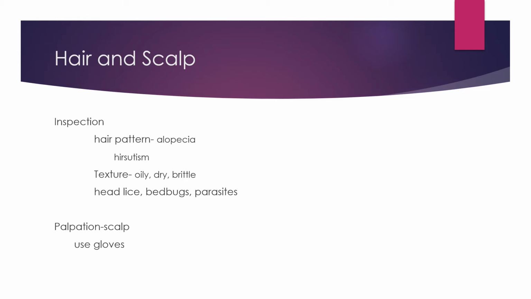As far as inspection of the hair and scalp, you want to look at that hair pattern. Again, is there a pattern of male pattern baldness, alopecia, hirsutism, or excessive hair? What's the texture of the hair? Is it oily, dry, or brittle? Certain conditions, like thyroid conditions, often can have certain expected findings in the hair. Is there head lice present, bed bugs, parasites, that sort of thing? You want to wear gloves when you're palpating the patient's hair and scalp, though not necessarily for the inspection.